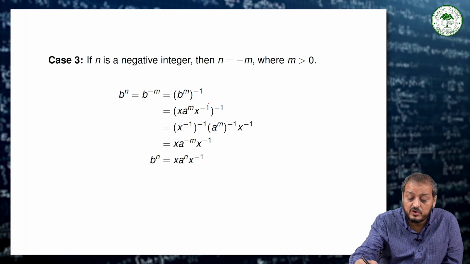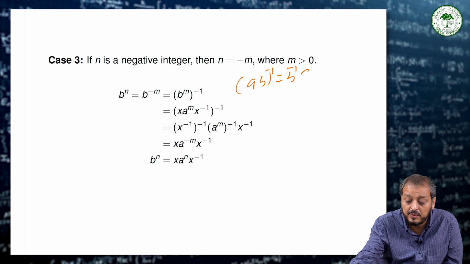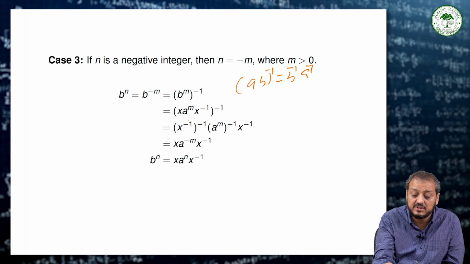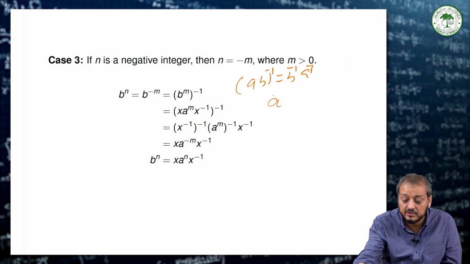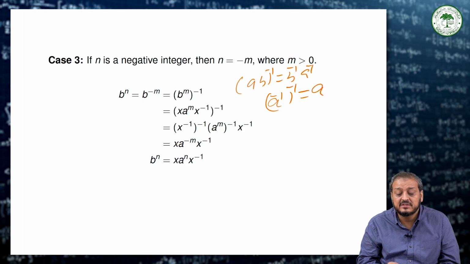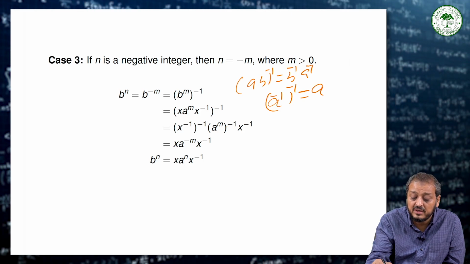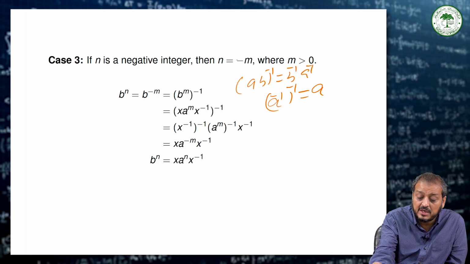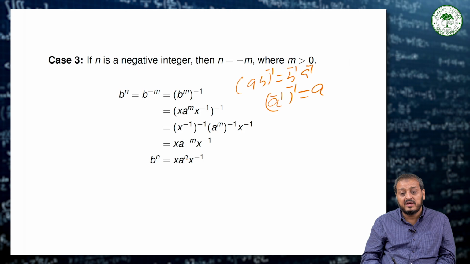Now we use the property that (ab) inverse is equal to b inverse a inverse. So this can be written in the form of x inverse to the power m inverse, then a to the power m inverse, and x inverse, and then again the property that (a inverse) inverse is equal to a. So this comes to x, and a to the power m inverse is the same as a to the power minus m, and then x inverse. And so a to the power minus m is equal to a to the power n, so b to the power n can be written as x a to the power n x inverse.